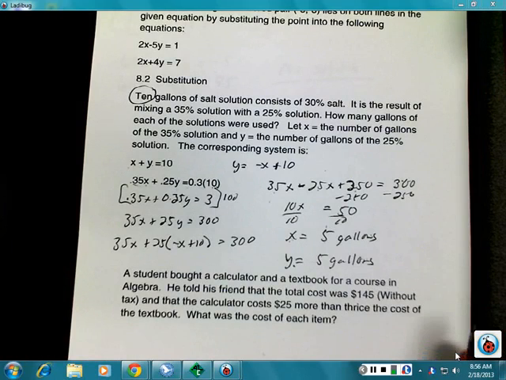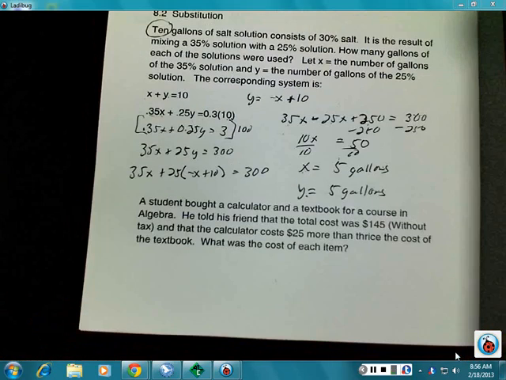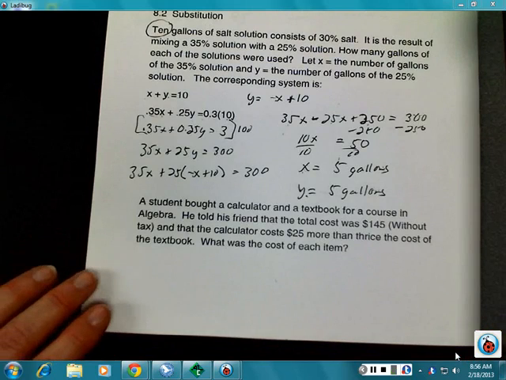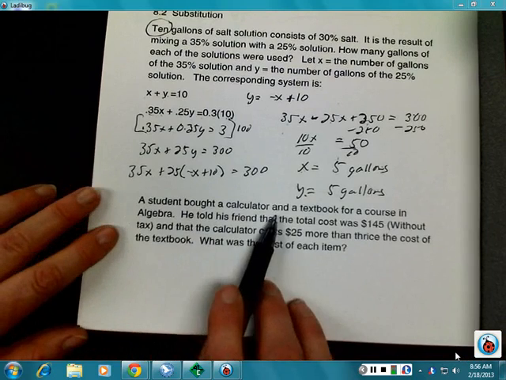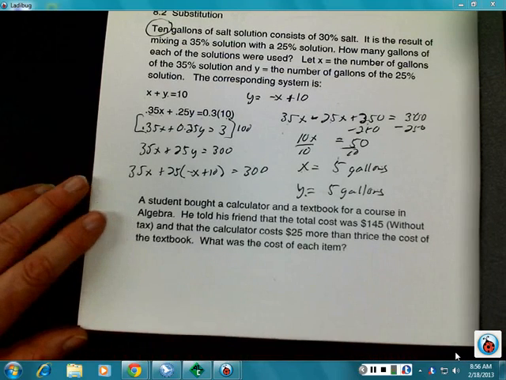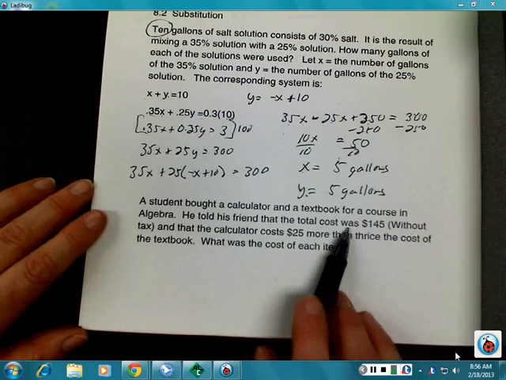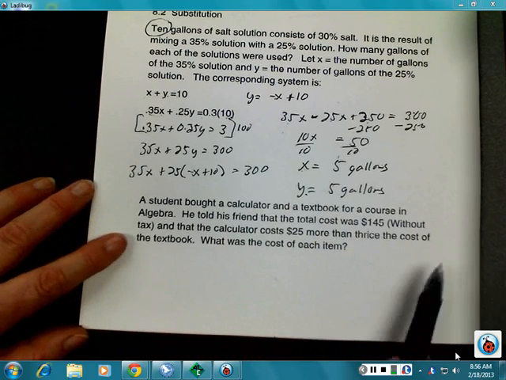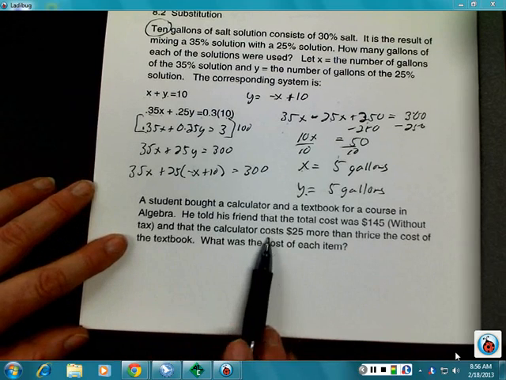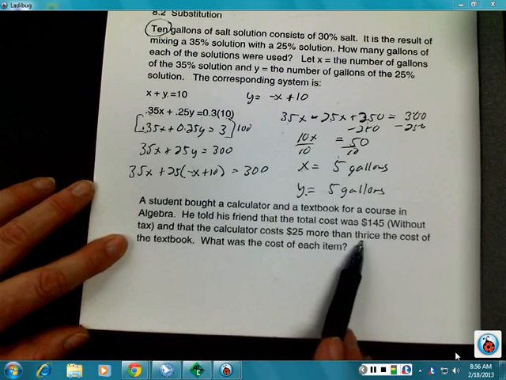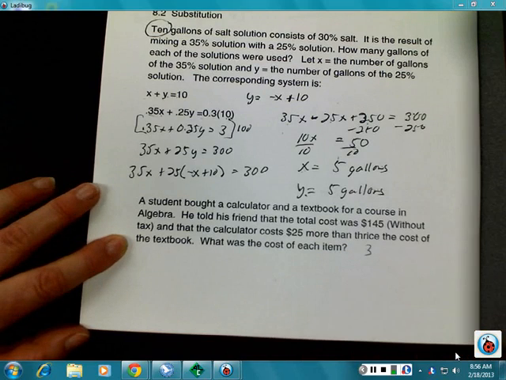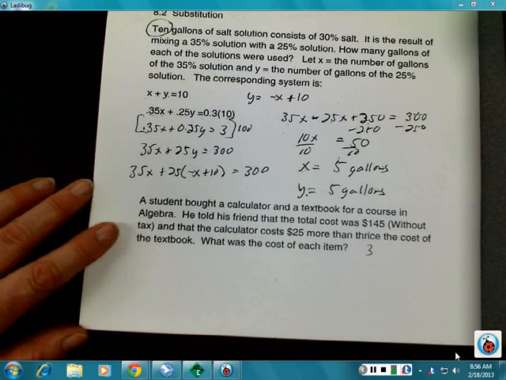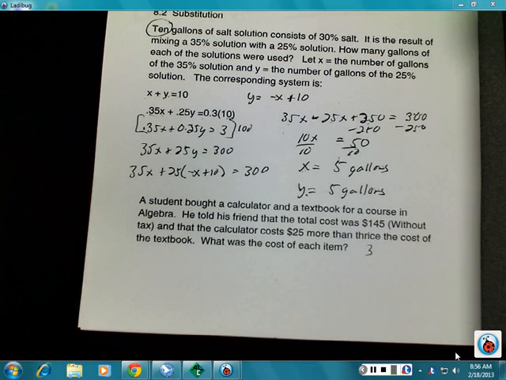Okay. And the next one that's on there for your story problems. And after this one, we'll take a break because I think we reached the end of our 8.2. A student bought a calculator and a textbook for a course in algebra. He told his friend that the total cost was $145 without tax, and that the calculator cost $25 more than thrice, what's that going to mean? 3 times the cost of the textbook. What was the cost of each item? So we need to assign variables.